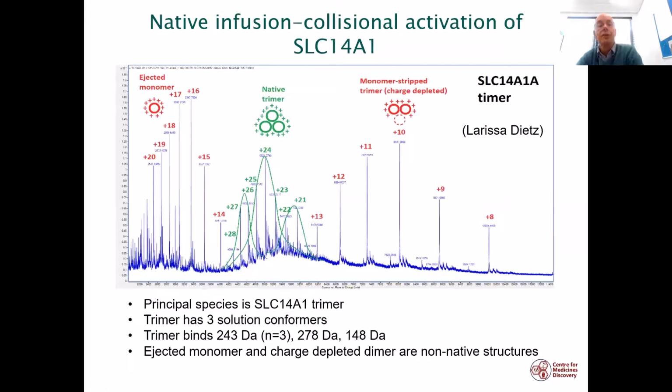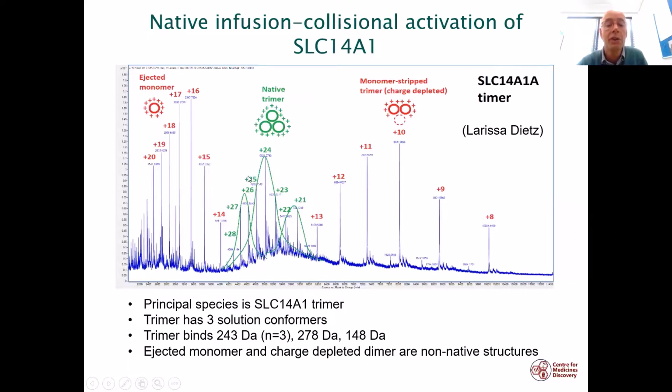So here's an example now of a native analysis of another membrane protein. This is SLC14. We've used this technique I described of collisional activation. There's quite a lot going on in this spectrum, but there's an awful lot of information you can get. Essentially, in this spectrum, there are 3 separate ion distributions. 1, 2, 3. The one in the middle, this is the native structure.